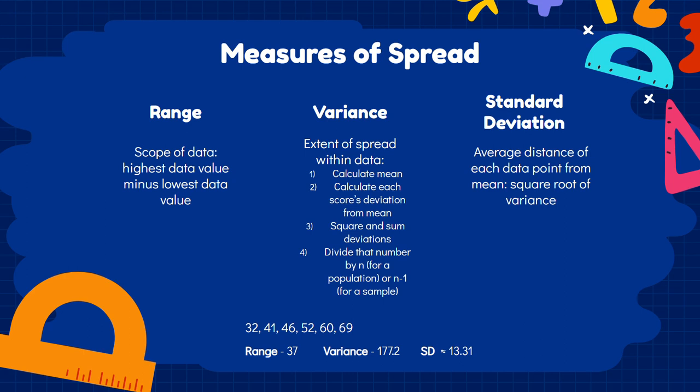But what you do is you calculate the mean, right? So for the lions, you would add up these 6 numbers, divide by 6, right? You get the mean. Now you find each score's deviation from the mean, square that, and sum them.